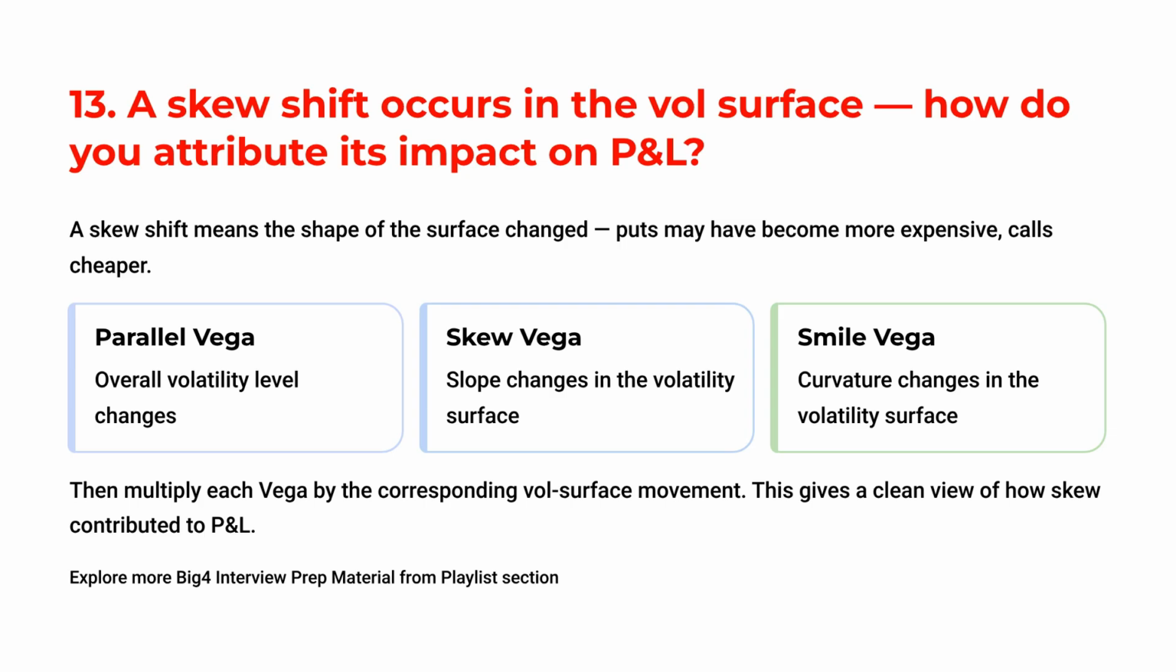To attribute, break Vega into parallel Vega, overall volatility level, skew Vega, slope changes, smile Vega, curvature changes. Then multiply each Vega by the corresponding vol surface movement. This gives a clean view of how skew contributed to P&L.